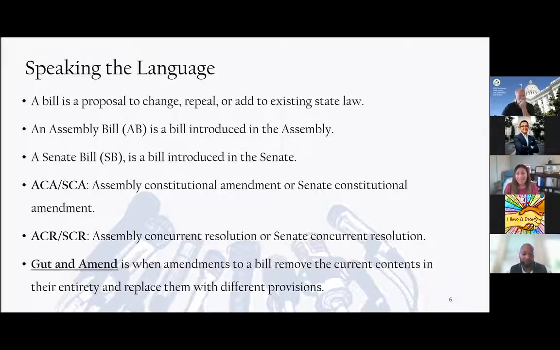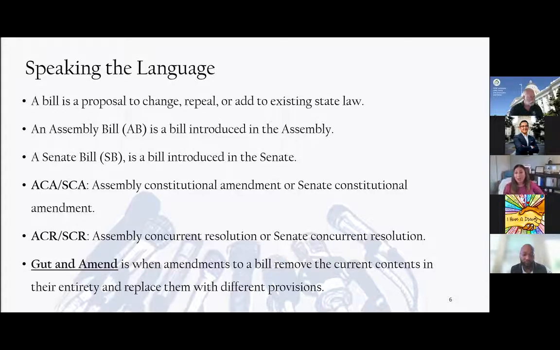ACA or SCA is an Assembly constitutional amendment or Senate constitutional amendment. When we're trying to make huge reforms, think of Prop 1, the gas tax to update the highways, anything that requires seeking voter approval that would need to pass through a ballot initiative goes through this process to make a constitutional amendment that then goes before the voters.